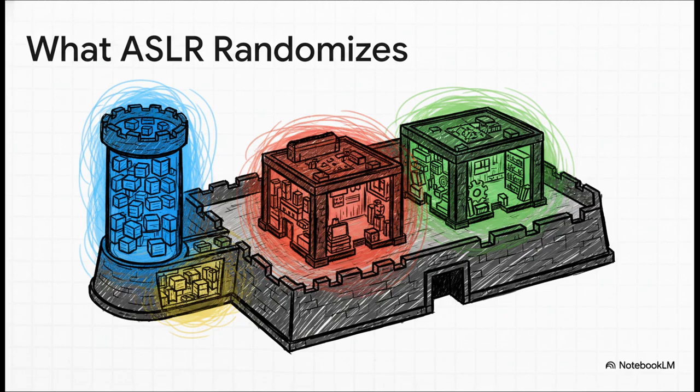And this isn't just about moving one or two things around. This randomization applies to all the key areas of the fortress. ASLR shuffles the location of the stack, where all the temporary data lives, and the shared libraries, which are kind of like the castle's toolbox. And when you combine it with another technique called PIE, that's Position-Independent Executables, it can even randomize the location of the program's main code. The whole thing becomes a moving target.